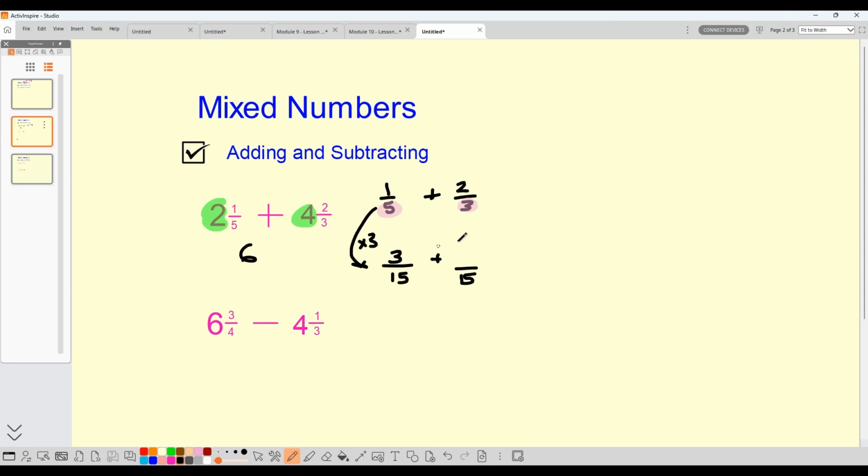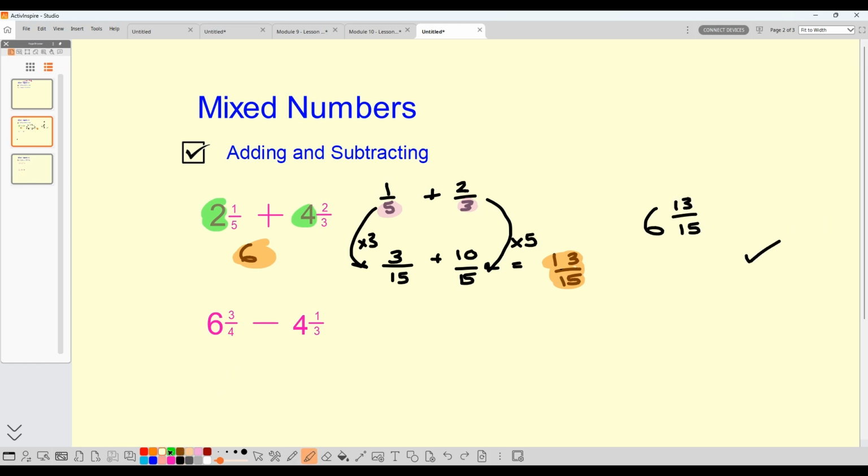1 times 3 is 3. In the second fraction, 3 has been times by 5, so 2 times 5 is 10. Then add together the numerator, keeping the denominator the same. 3 plus 10 is 13 over 15. Don't forget to bring the two numbers together again. So we've got 6 from the integers, 13 over 15 from the fractions, so 6 and 13 fifteenths.